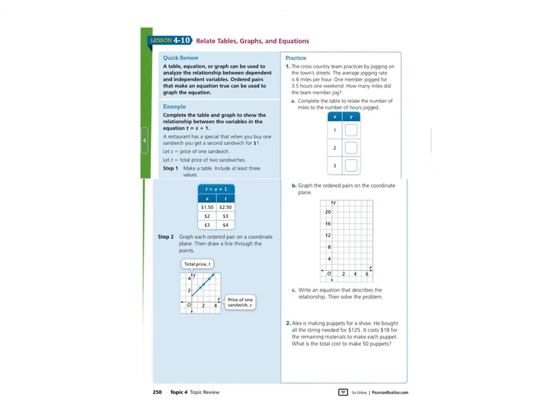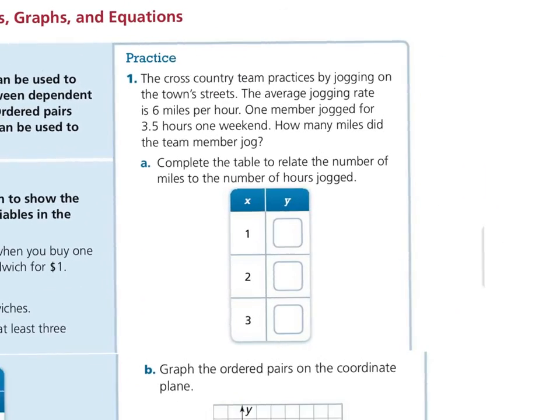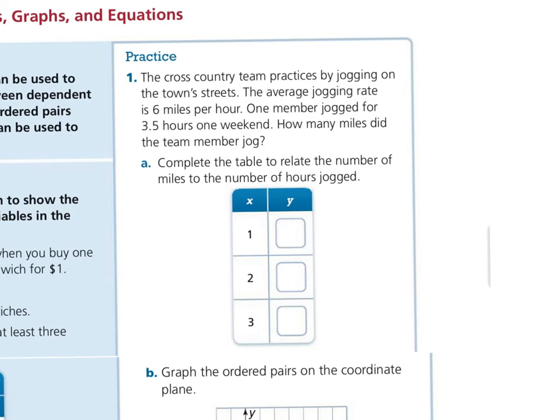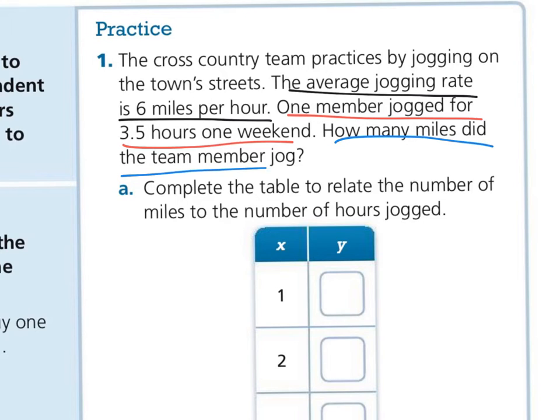Lesson 10 talked about relating tables, graphs, and equations. So there's information on the side there. If we look at number 1, a cross-country team practices by jogging on the town streets. Their average jogging rate is 6 miles per hour. One member jogged for 3.5 hours one weekend. And the question is, how many miles did the team member jog? They want us to complete the table, relating the number of miles to the number of hours jogged.